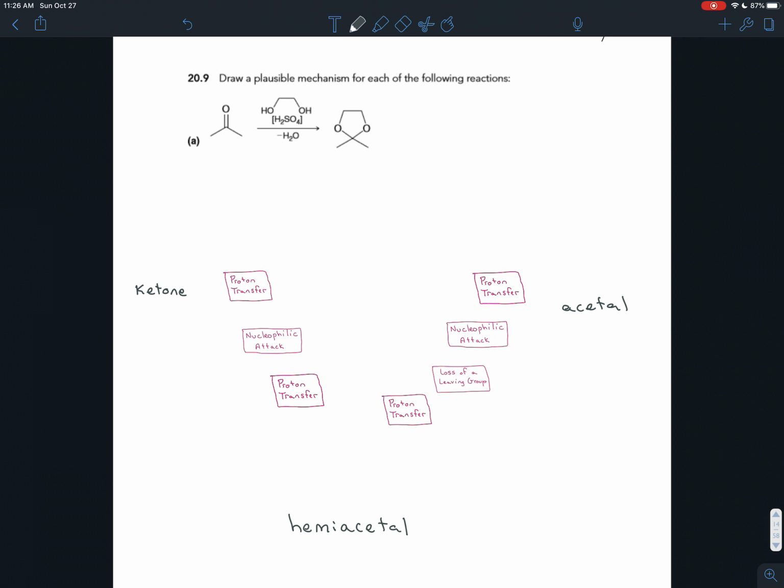In the video for 28A, we developed a sort of plan, a description of the journey that a ketone takes when it becomes an acetal. In this specific example, we have acetone, which you might use as nail polish remover. It's the simplest ketone, and we're treating it with two equivalents of an alcohol, like we did in the previous three mechanisms. But interestingly, the two equivalents of the alcohol are on one molecule. So instead of needing separate molecules, we can form this acetal with just one.